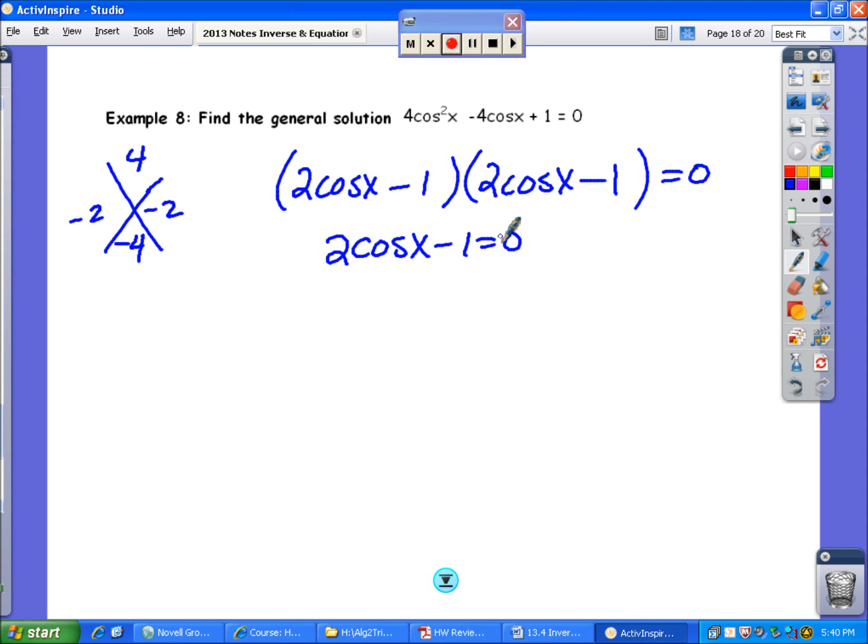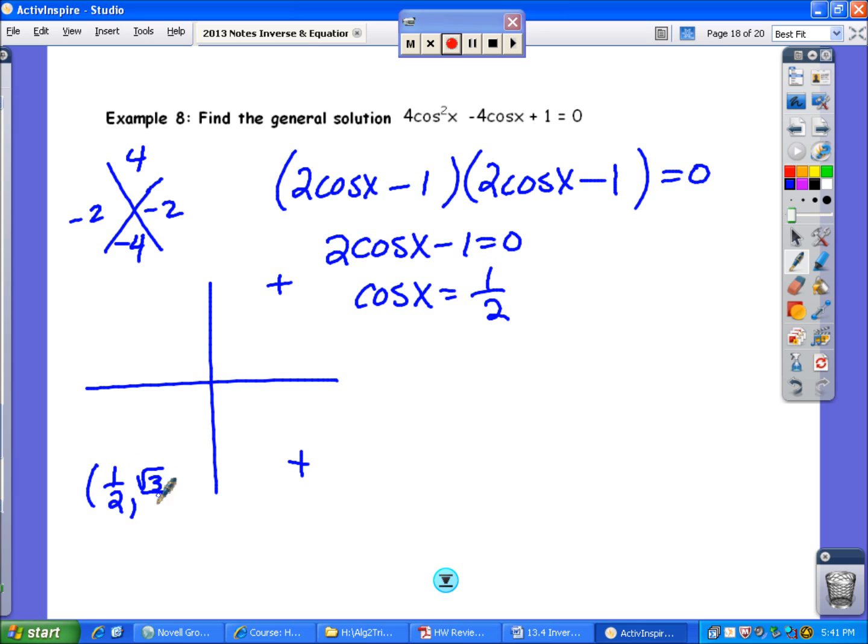All right, solve for cosine. We want a positive 1/2. So cosine is positive in the first quadrant and in the fourth quadrant. All right, what family has a cosine of 1/2? So that's the 60 family. So pi over 3. All right, so we're at pi over 3 here, and we're going to be at pi over 3 down here, so at 5 pi over 3.